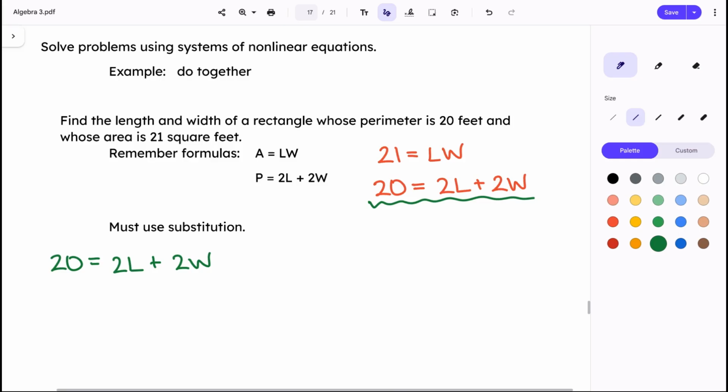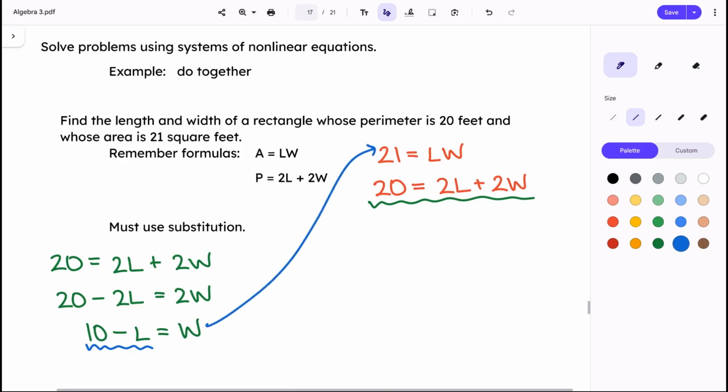For W? All right, so I would subtract 2L first, so it'd be 20 minus 2L equals 2W. Then what would we do? We would divide by 2. So that would say 10 minus L equals W. Where do I take this piece? Yeah, plug it in up here. So 21 is now equal to L times 10 minus L. How would that simplify?